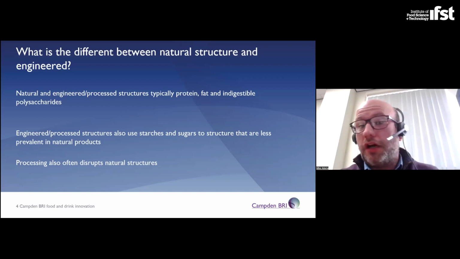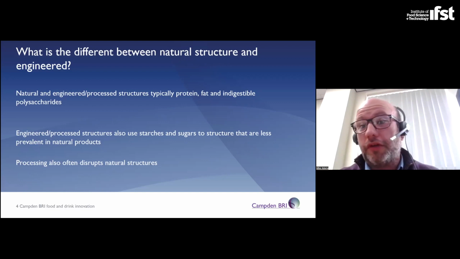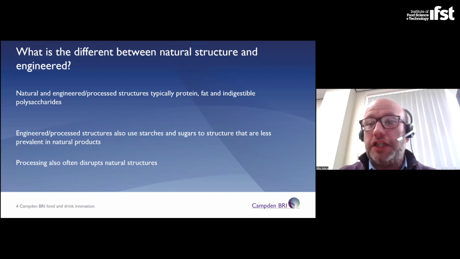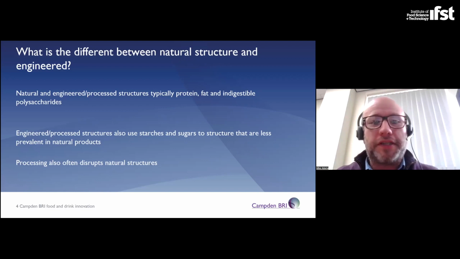So we like starch and sugar as humans. They're very tasty. A lot of the most popular products on the market have high levels of both of those things, but they tend to be processed, engineered in order to give the structures that we eat, and that has a significant impact on the availability of nutrients. And one thing to say is processing often disrupts natural structures.